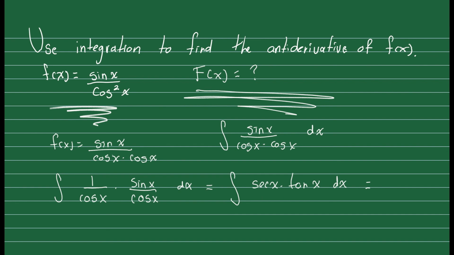All right, now do we know anything that when we take its derivative, the derivative of it is secant x tangent x? And the answer is yes, we do. That is secant of x plus c. So what is capital F of x? It's equal to secant of x plus c.